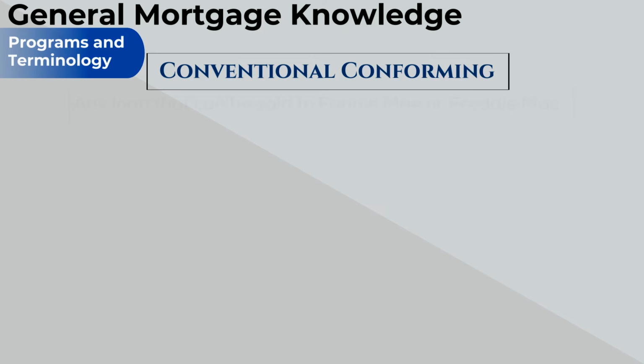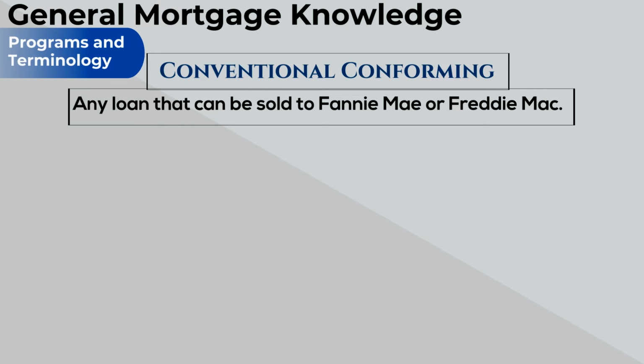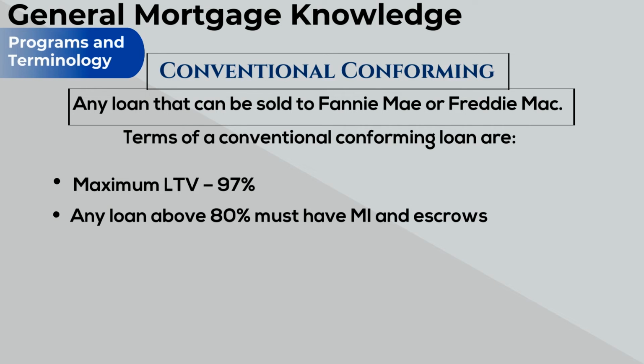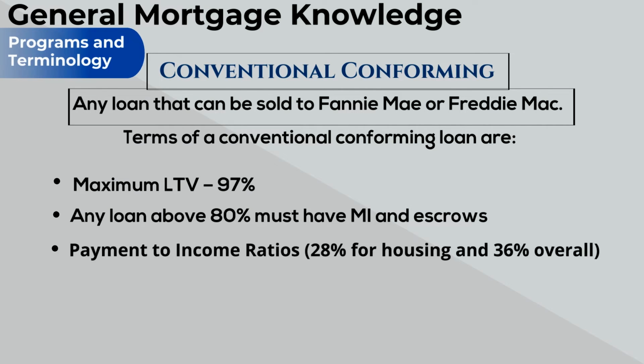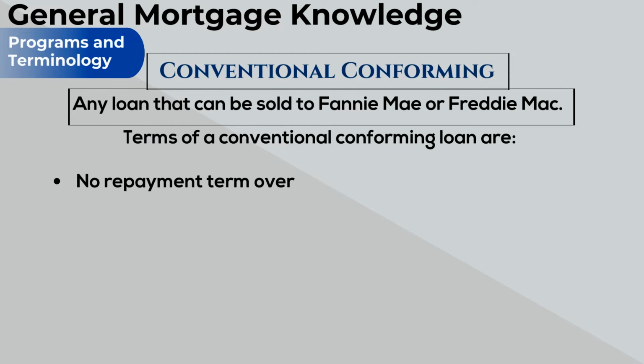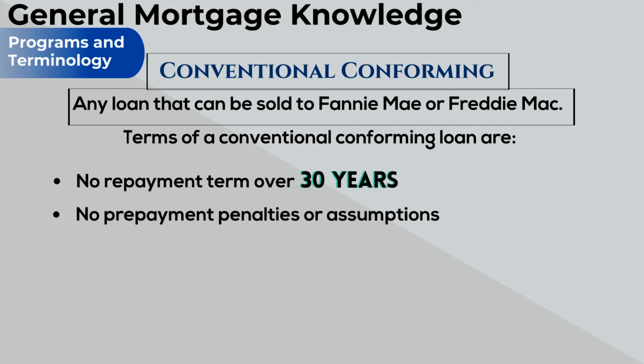Conventional conforming. Any loan that can be sold to Fannie Mae or Freddie Mac. Terms of a conventional conforming loan are: maximum LTV is 97%. Any loan above 80% must have mortgage insurance and escrows. Payment to income ratios, 28% for housing and 36% overall, also known as the front and back end ratios. No repayment term over 30 years. No prepayment penalties or assumptions.